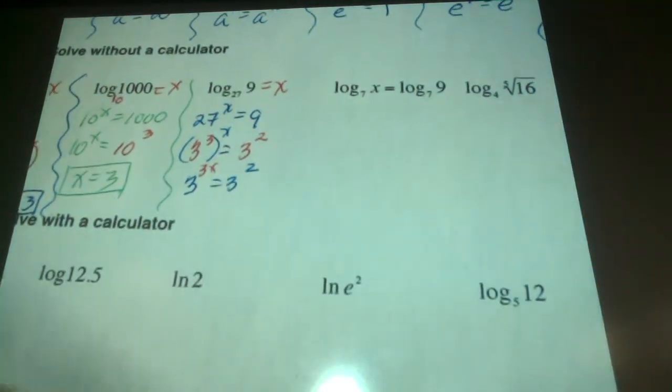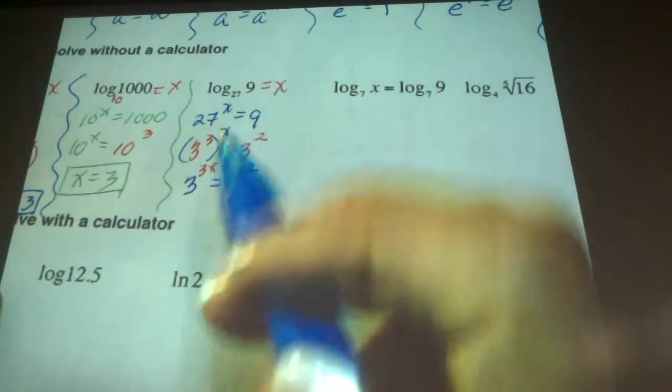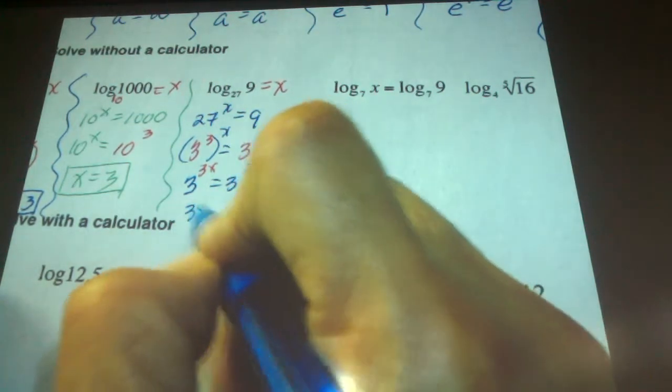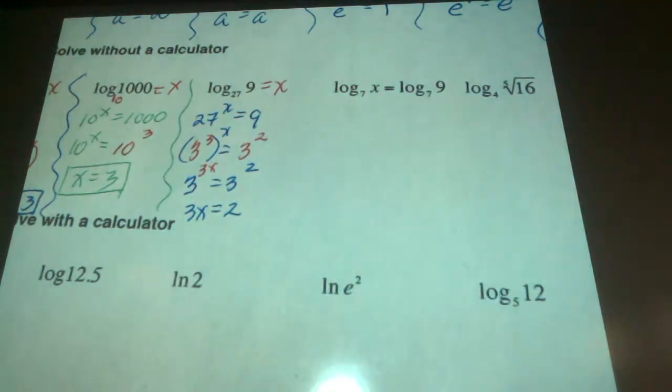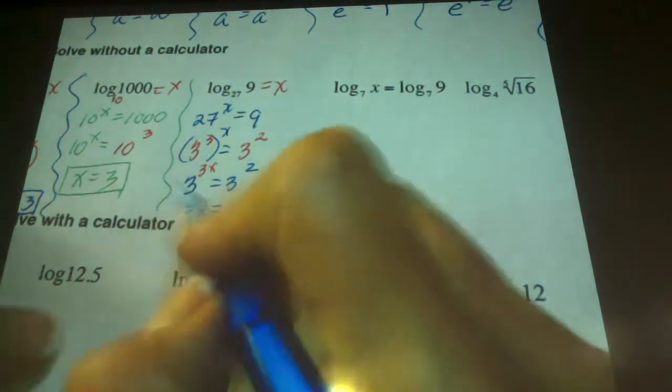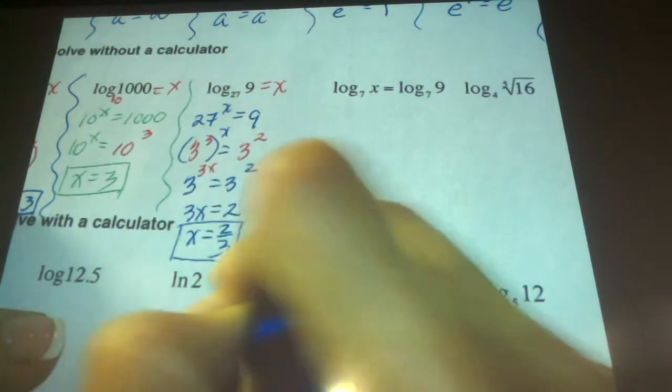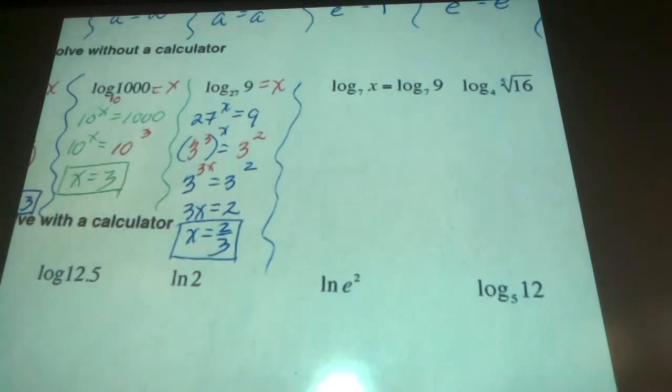So what's your conclusion? It's not quite so straightforward. 3x equals 2. So we still conclude that the exponents are equal. Essentially, I'm getting rid of those bases. And now solve for x, what do you get? 2 over 3. Yep, x equals 2/3. See how I can do this all day long?